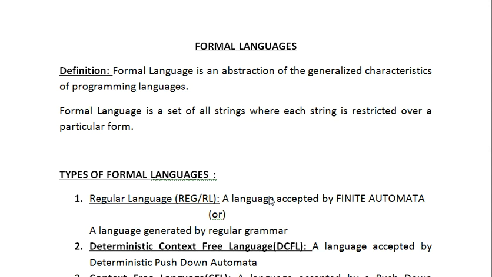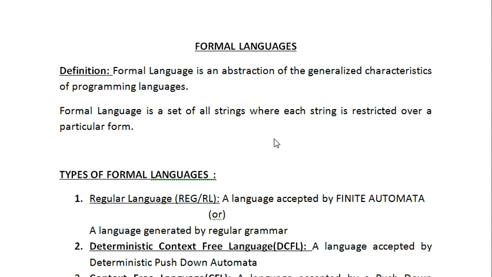The same concept applies here, but here it is in the form of an abstraction of some special characteristics of programming languages. In theory of automata we will be learning in the form of a set of strings. Just for example, a language is a collection consisting of a set of strings where every string starts with a, which means we have some set of strings.